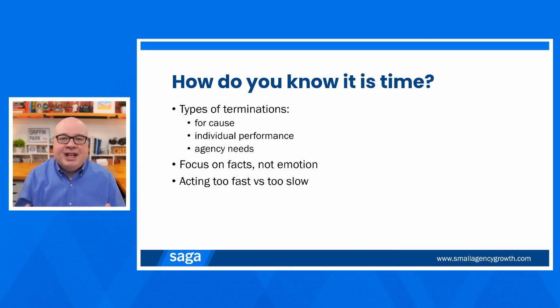Finally, there's agency needs, and this would be where you would put things like layoffs, or maybe you decide to get out of a certain line of business. So it could be, due to the financial performance of the agency, losing a big client. It could be because of a recession, you just need to pull back on your total expenses. It could be that you decided no longer to offer this service or that service. Those are the kinds of things that go into the agency needs bucket. And this falls in between the urgency of for cause and the dragging your feet of individual performance.